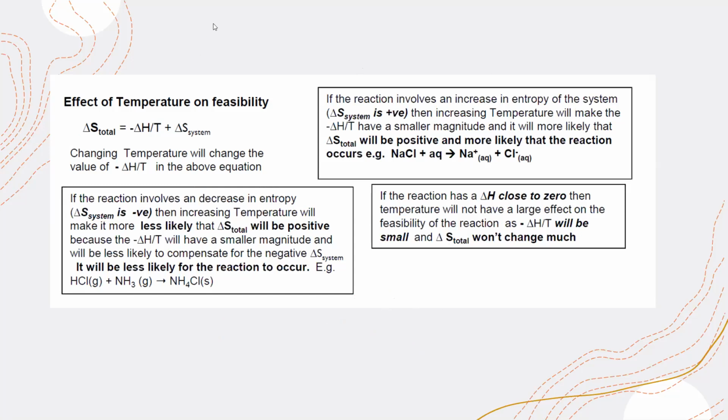So in this example, what happened? The entropy of the system is negative, then with an increase in temperature, it's less likely that the total entropy will be positive. Why? Because if the reaction is endothermic, this minus delta H by T will remain negative. And if the entropy of the system is also negative, even if I change the temperature, I cannot make this spontaneous.